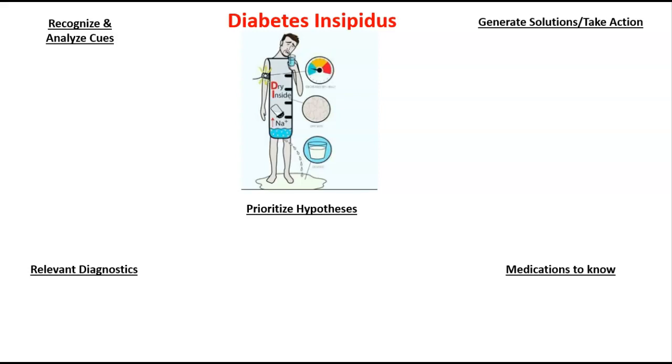All right, so let's go on over here to hypothesis. So 2 main issues that we're going to run across. One of them, of course, is hypernatremia, and that can become life-threatening. And the other is hypovolemia, which can lead to shock. So now we have to come on over and take action, generate solutions. What do we want? We want to see the patient be euvolemic and have a normal serum sodium.